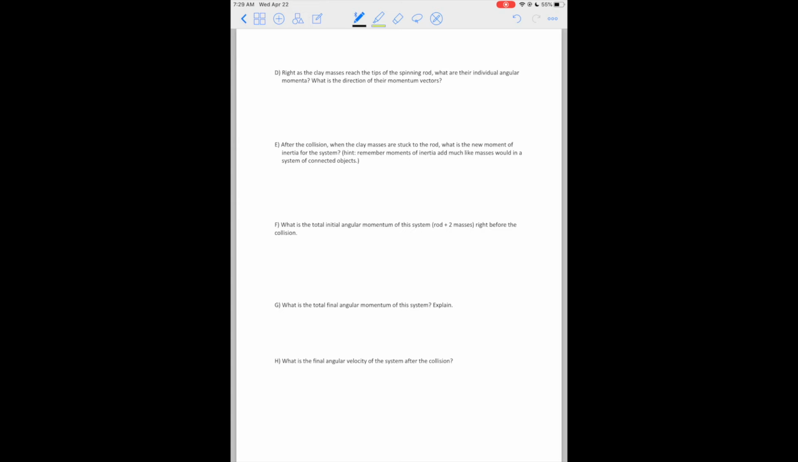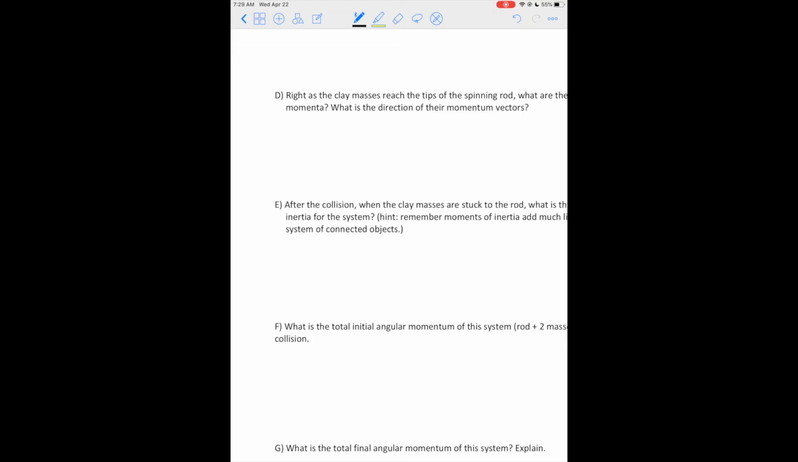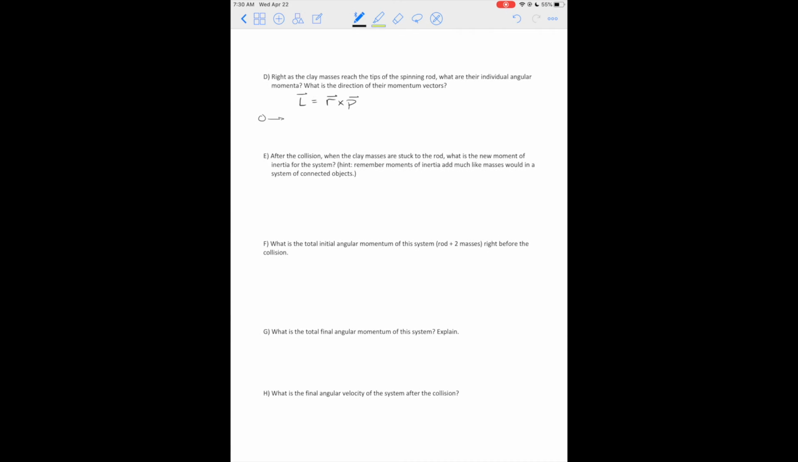All right. Right as the clay masses reach the tips of the spinning rod, what are their individual angular momenta? What is the direction of their momentum vectors? So here is a perfect situation in which we don't have a formal I, because we're not on a rigid body yet, rotating around this thing. So really, I need to be thinking r cross p. And that makes sense because my clay objects are actually just moving in a linear fashion. But that linear momentum can be converted into an angular momentum, as we're about to find out. So I need to make sure I have my vectors here. We're going to play it fast and loose with those vectors, and figure out the directions afterwards.